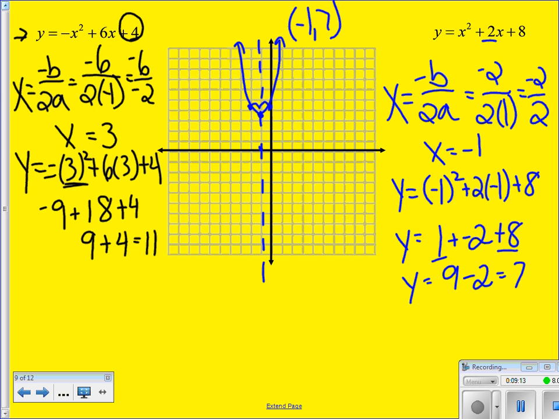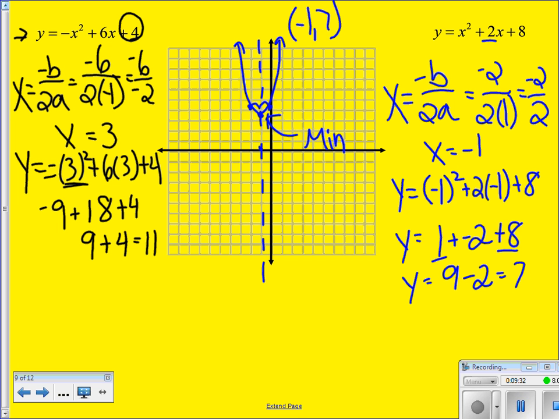The one thing I forgot to do in the last one was to label my vertex. So think about that. Is that a maximum or a minimum? Look back at number 1. Was that a maximum or a minimum? Think, is the vertex the top or the bottom? Well, on this one, the vertex is the bottom, which means that this is the minimum of the parabola.